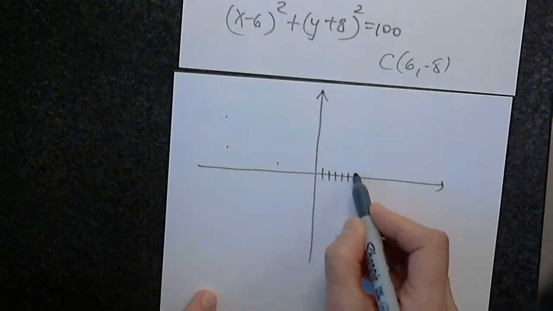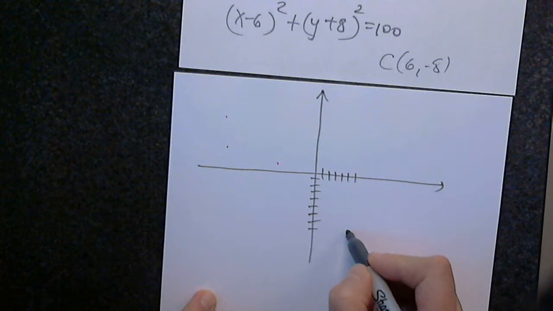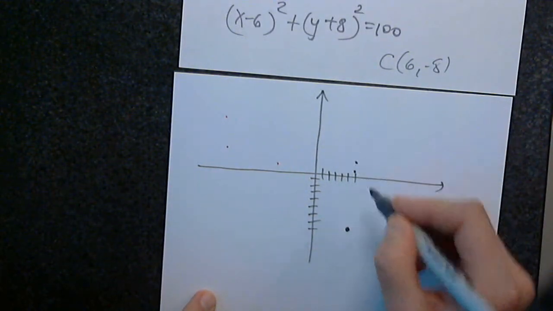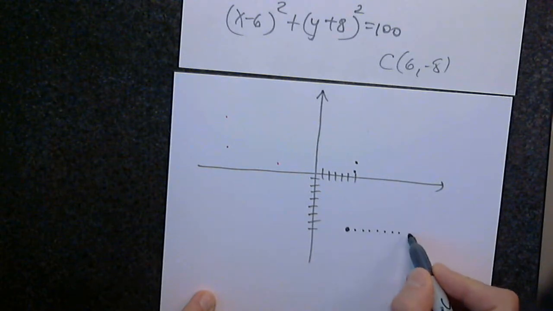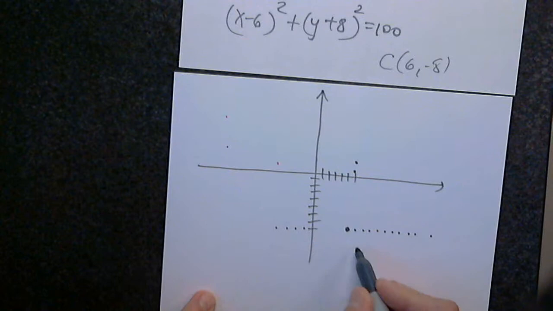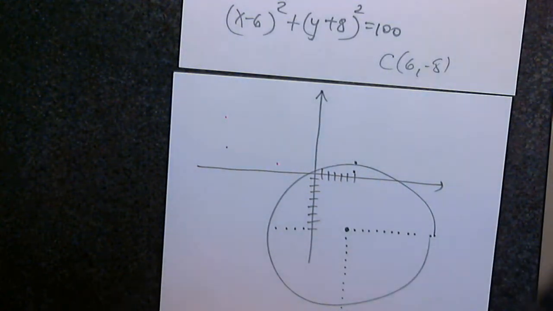1, 2, 3, 4, 5, 6, and 1, 2, 3, 4, 5, 6, 7, 8, right here. So I have 8 units, so I need 2 more. 1, 2, 3, 4, 5, 6, 7, 8, 9, 10. I graph.